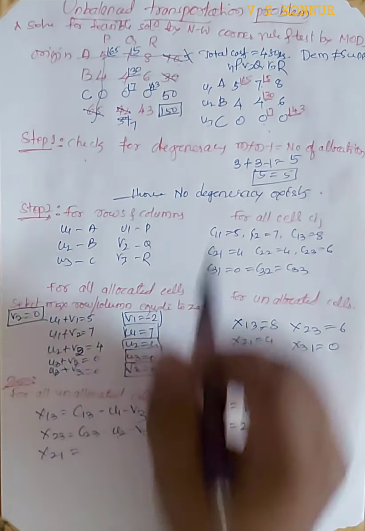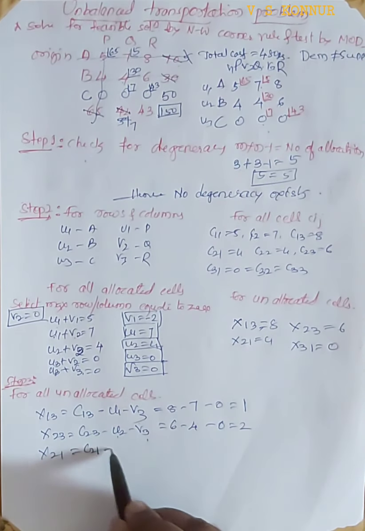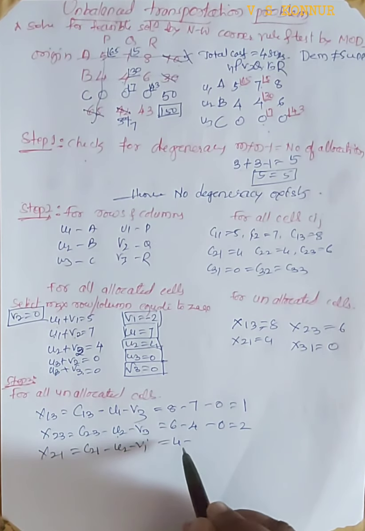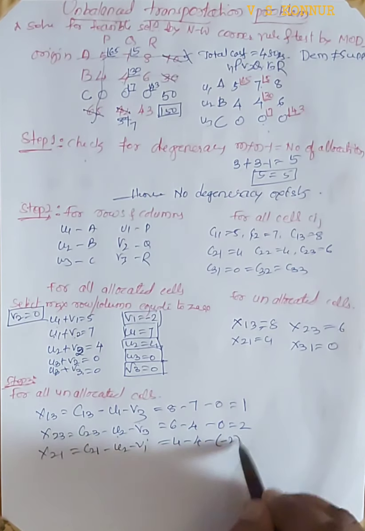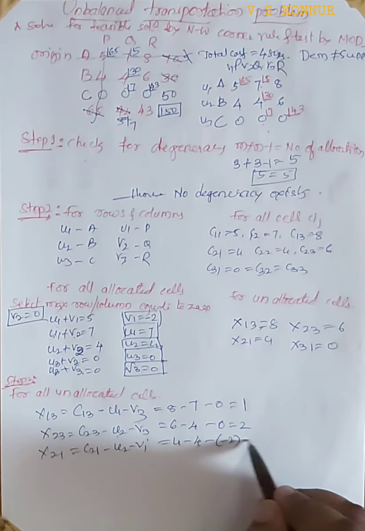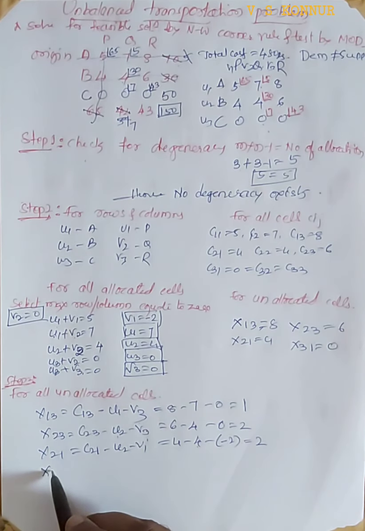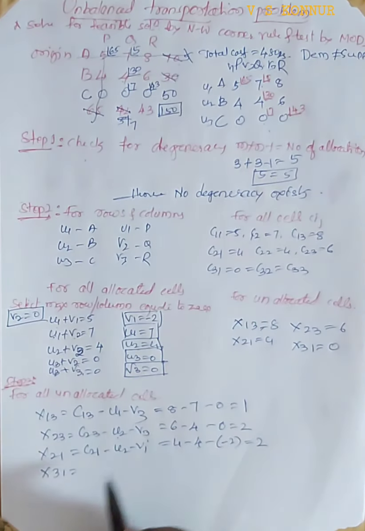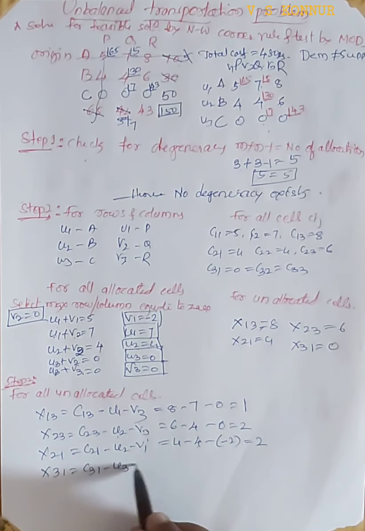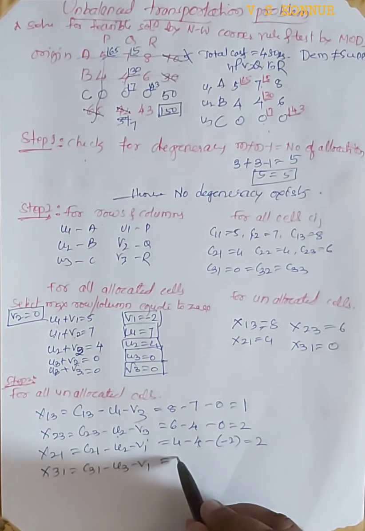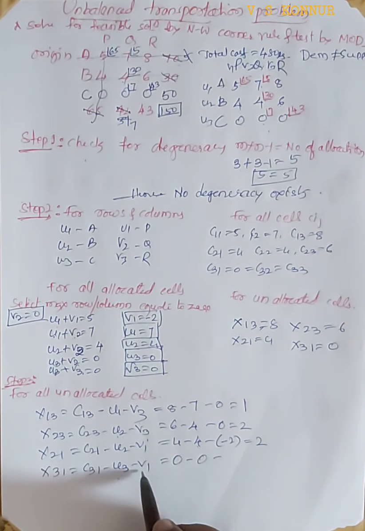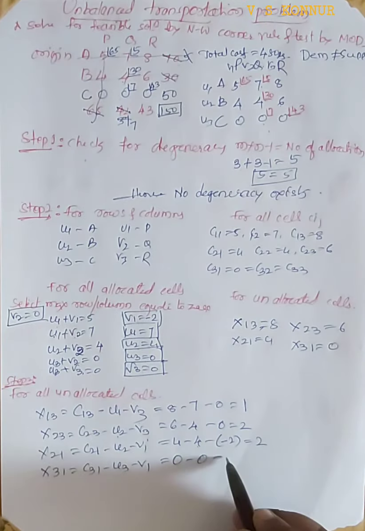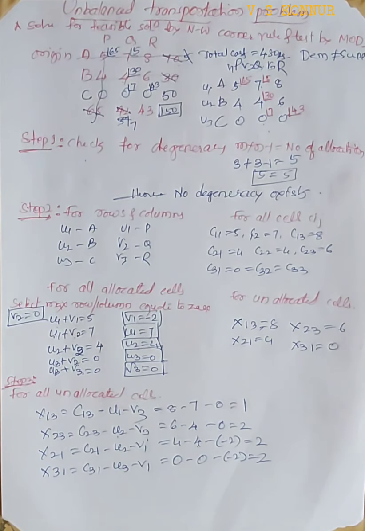x21, so c21 minus u2 minus v1, that is equal to 4 minus u2 is equal to 4 minus v1 is equal to minus of minus 2. So 4 plus 6 minus 4 is equal to 2. Next x31 is equal to c31 is equal to 0 minus u3 is equal to 0 minus v1 is equal to minus 2 we will get, so that is equal to 2. So 1, 2, 2, 2, from these all the values are positive.